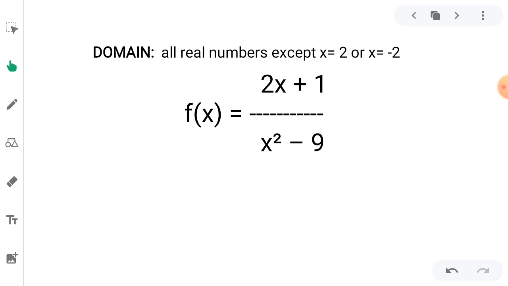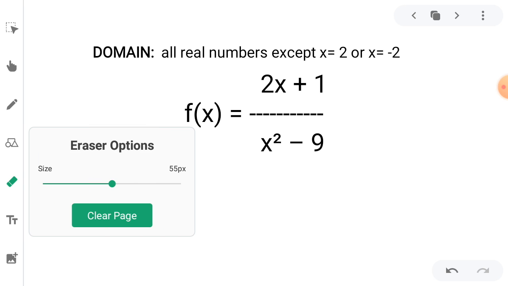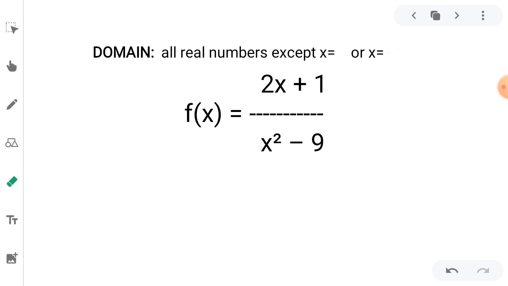So, next example. Again, the domain here is 3 and negative 3.